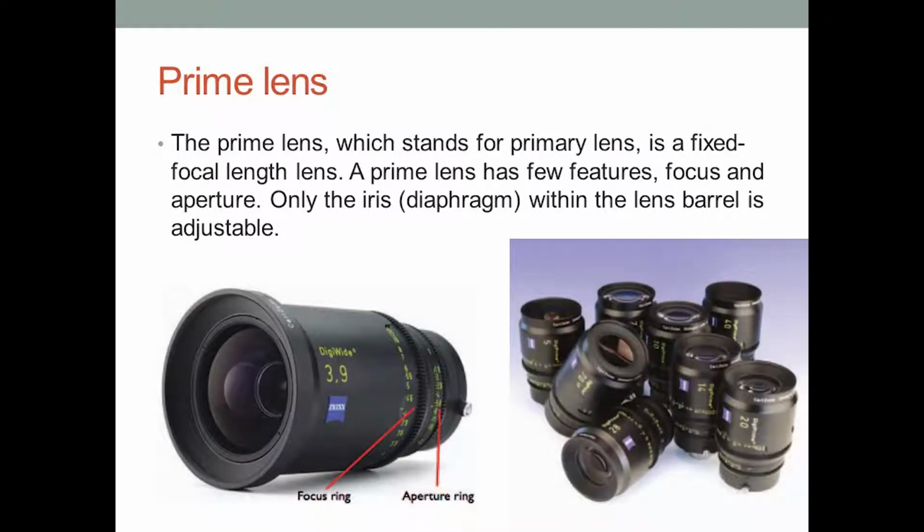The prime lens, which stands for primary lens, has a fixed focal length. A primary lens has few features: focus and aperture. Only the iris, or the diaphragm within the lens barrel, is adjustable.